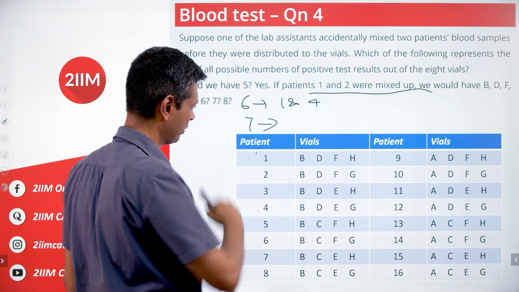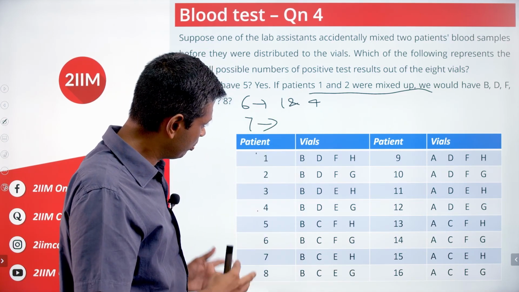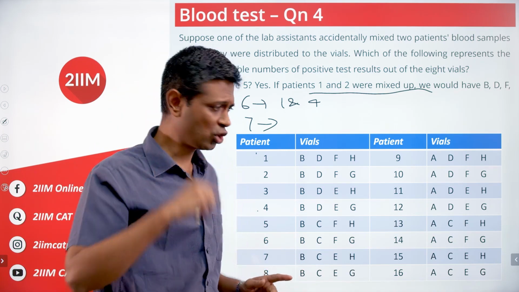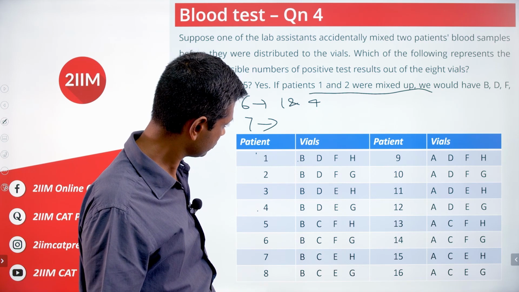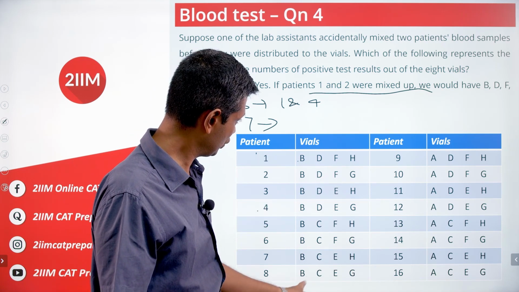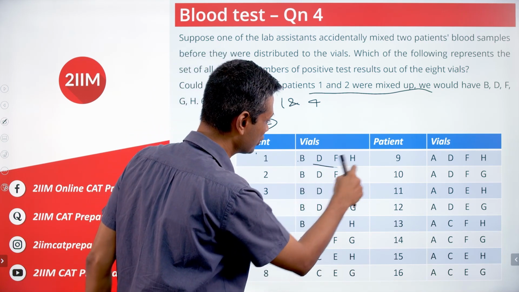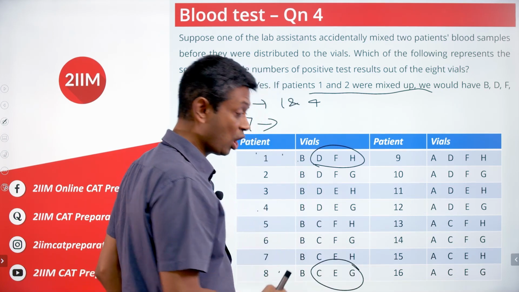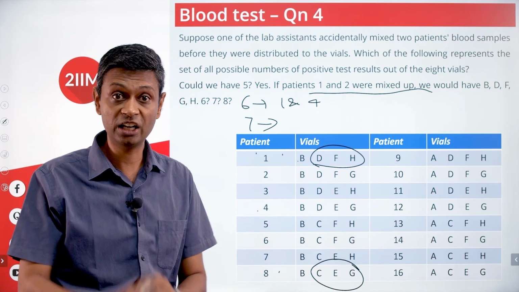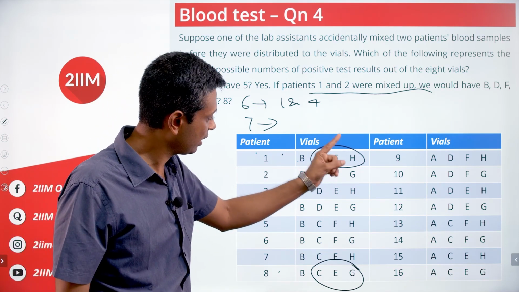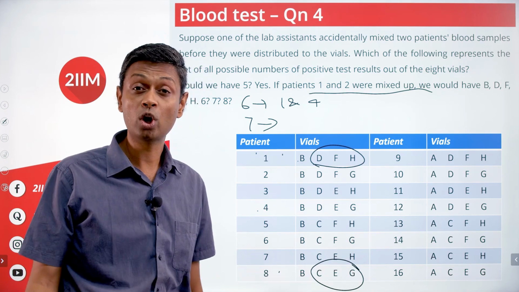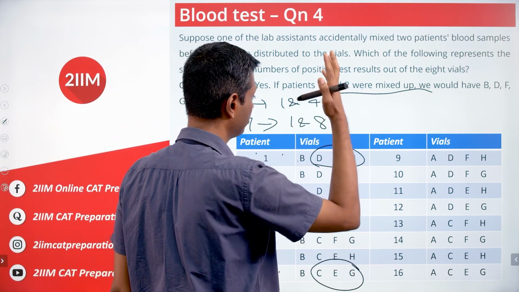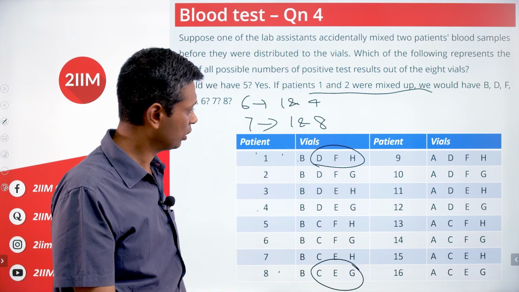7, let's think about 7. We need to mix such that there are 3 not overlapping and only 1 common. So there's a B here, DFH, CEG. If 1 and 8 were mixed up and one of them had the illness, then B, D, F, H, CEG will all test positive. So 1 and 8, with one of them being unwell, would give a mixture of all of these.